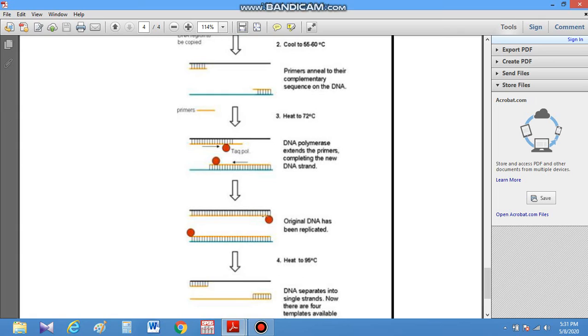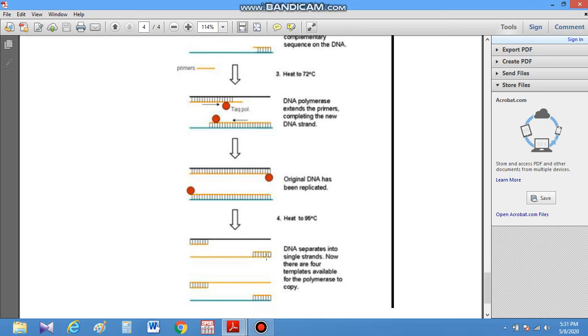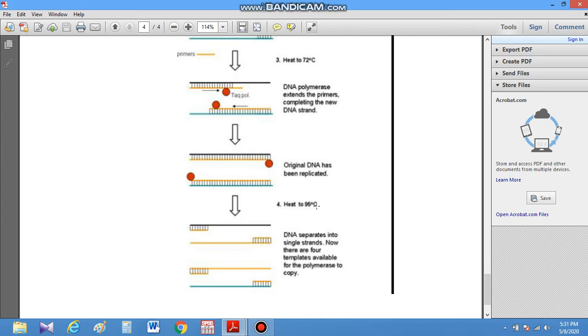In this way we get 2 DNA copies, and after that when we again proceed through PCR, we can multiply these copies, because when in the first step we heat the thermocycler at 95 degrees centigrade, we get 4 templates available for the polymerase to copy, and the same steps, denaturation, annealing and extension, proceed, through which we can get multiple copies. In this way, roughly 1 million copies are made after 20 cycles.